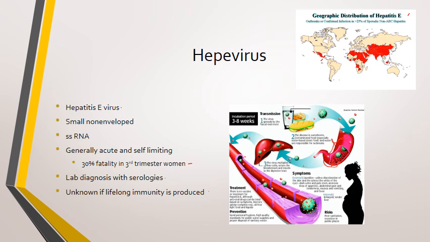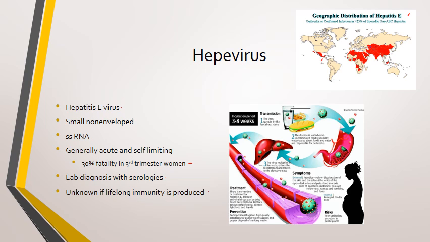You can see the geographic distribution of this virus over here in this chart. Southeast Asia is the biggest hit, followed by, I would say, Northwest Africa, although you can see Central America is also affected. This is a virus that is associated with poor sanitation. That's what we're talking about when we're talking about hepatitis E. Generally speaking, you're going to get gastroenteritis.